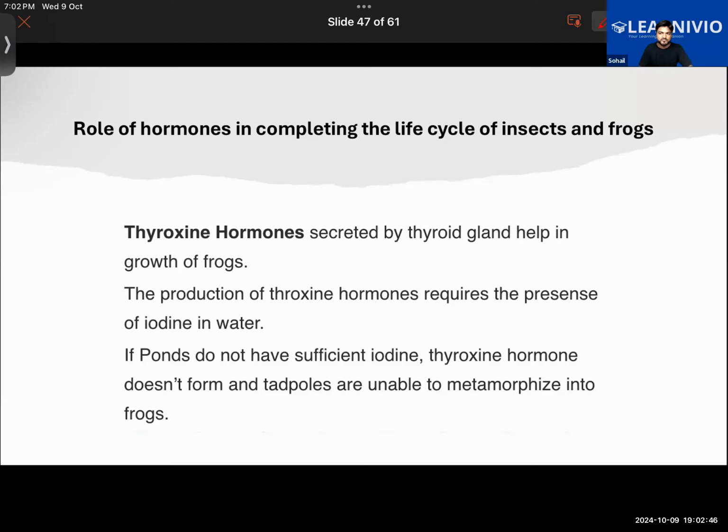Where is the pineal gland situated? Between the two halves of the brain. Okay, so it is situated in the middle of the brain, in between the two halves of the brain. Very good. Now, if the melatonin hormone is not secreted in sufficient amount, what problem will the person suffer from? Not enough sleep. Exactly, insomnia, lack of sleep.